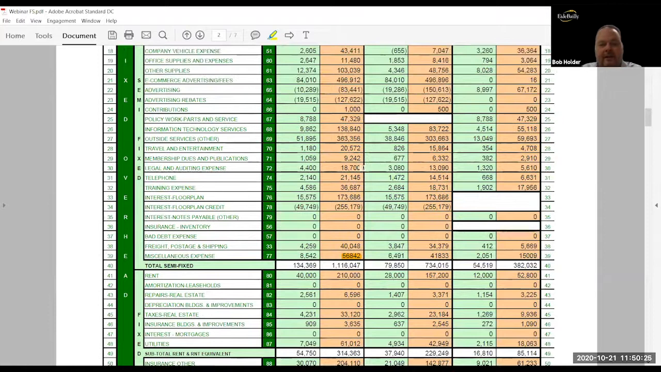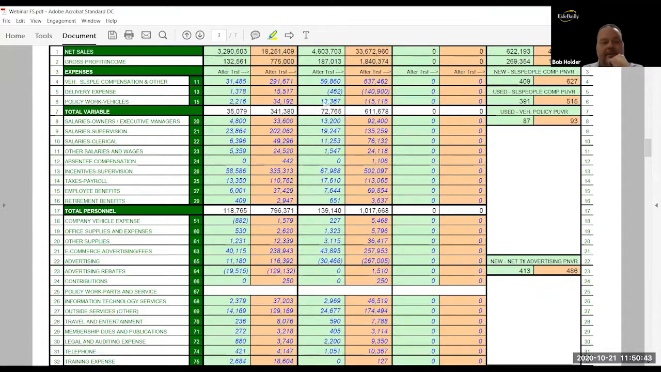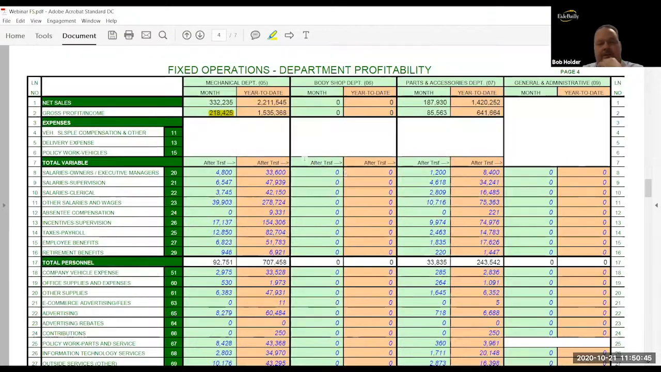So you can see where you have problems, and then you can go address them and figure out exactly where those problems are occurring. Are they in parts or in service, across the board? And then you can go back through the departments and dig into the individual expenses. So that's really about all I wanted to talk about with expenses.